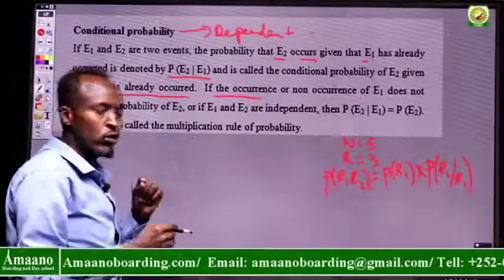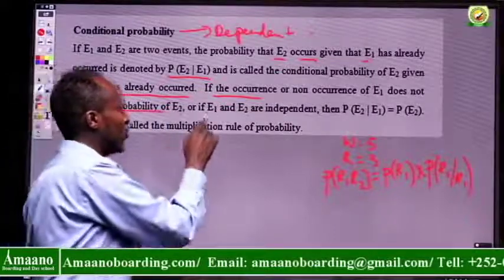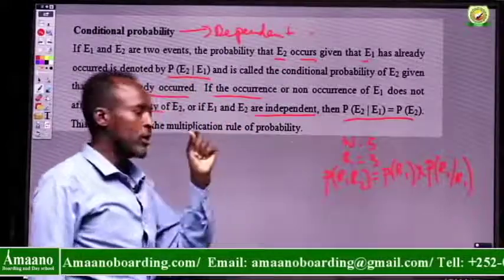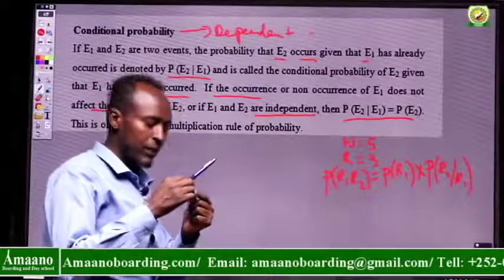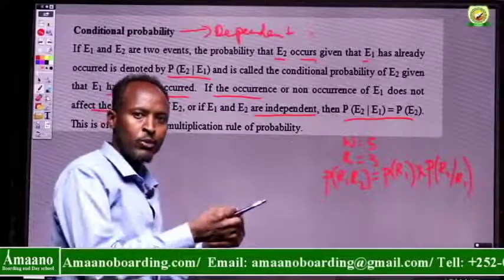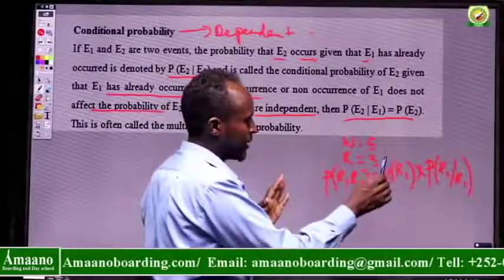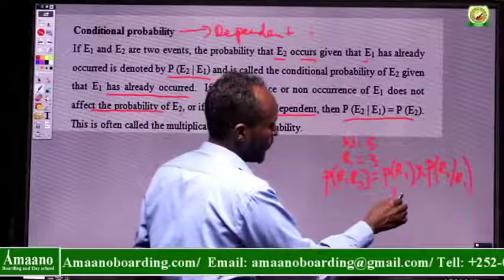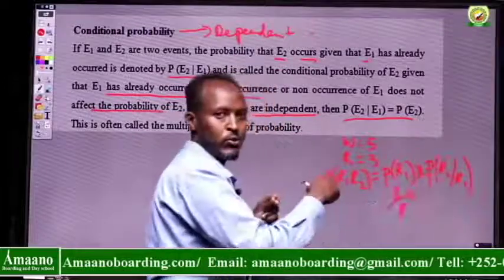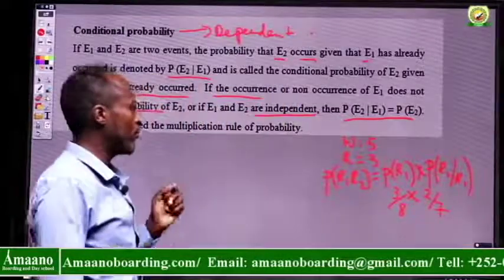If the occurrence or non-occurrence of E1 does not affect the probability of E2, then E1 and E2 are independent events. For independent events, if the ball is replaced back, the probability of getting the first one red will be the same as the probability of getting red the second time. This is an extra example. How many red balls do we have? 3 divided by 8. We want to get another red ball, given that the first one was red. Therefore, 2 red balls are left, and the total number of balls is 7, so 2 divided by 7.